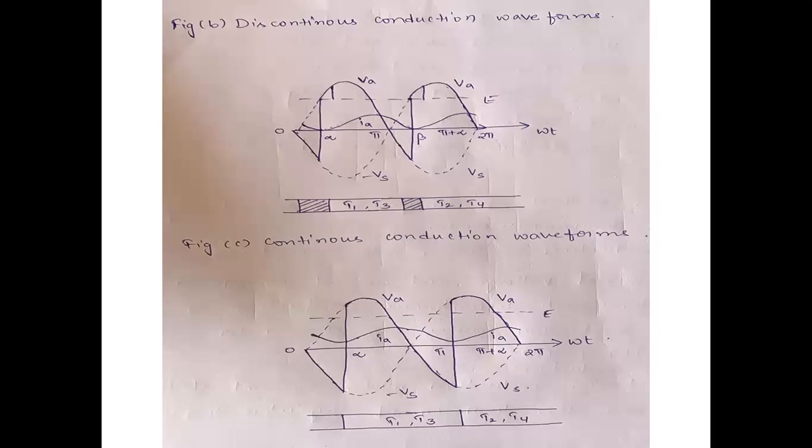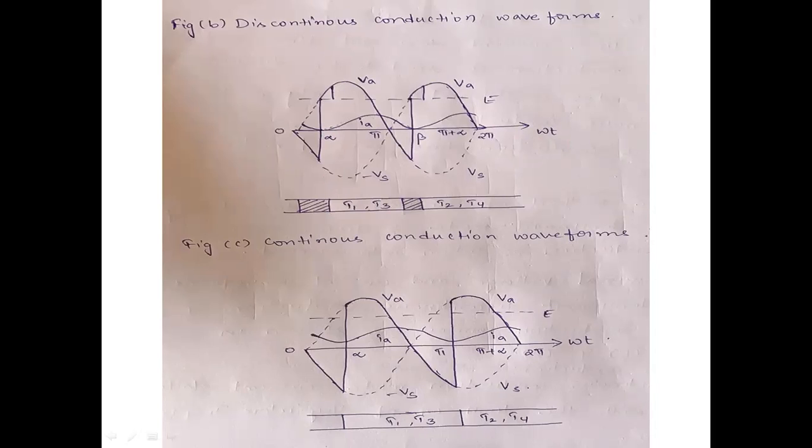In this discontinuous conduction mode, current starts flowing with the turn on of thyristors T1 and T3. When we give the gate pulses to T1 and T3, the current starts from 0. At omega t equal to alpha, we give gate pulses to T1 and T3, so from alpha T1 and T3 start conduction and the armature current also starts.